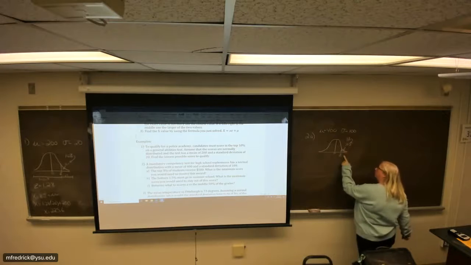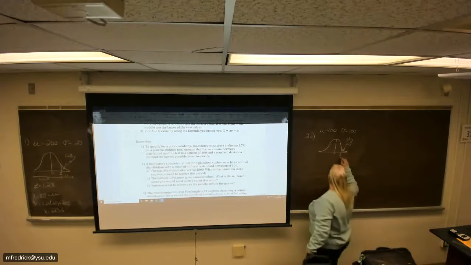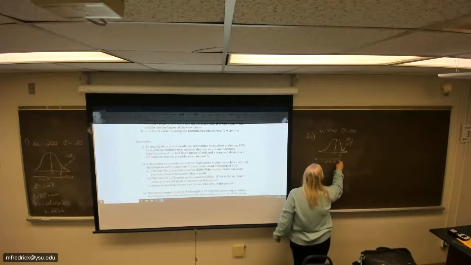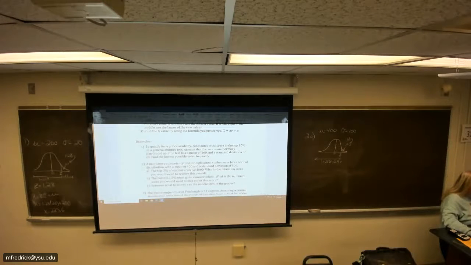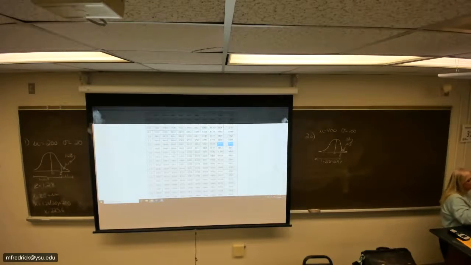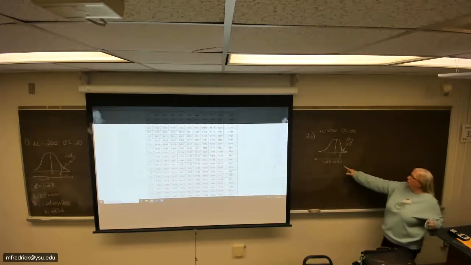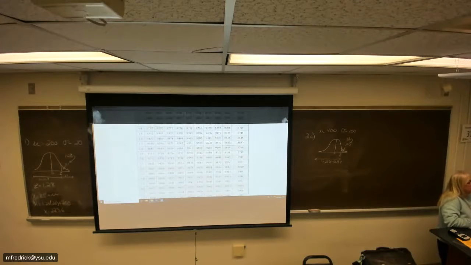So we're looking for the top 3%. This would be 0.03. So then what would be the area under the curve below Z? Anyone? So from here, would be 1 minus 0.03. So we're looking for the closest value to 0.97, or the exact value if they have it.